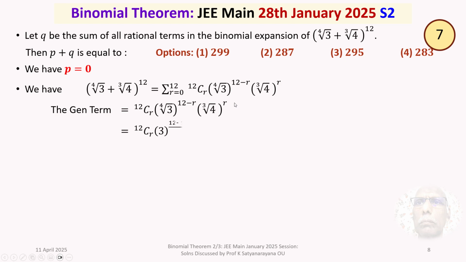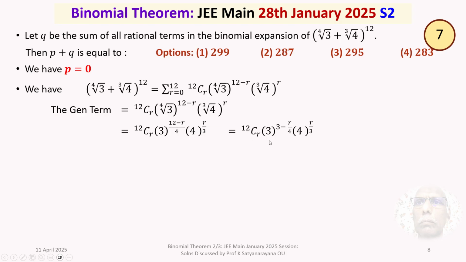That is equal to 12Cr into 3 to the power of (12 - r) by 4. Fourth root means 3 to the power of 1 by 4, written like this, into 4 to the power of r by 3. Now this is 12Cr into 3 to the power of (12 - r) by 4 into 4 to the power of r by 3. What is it that we want to get? We want to get rational terms.